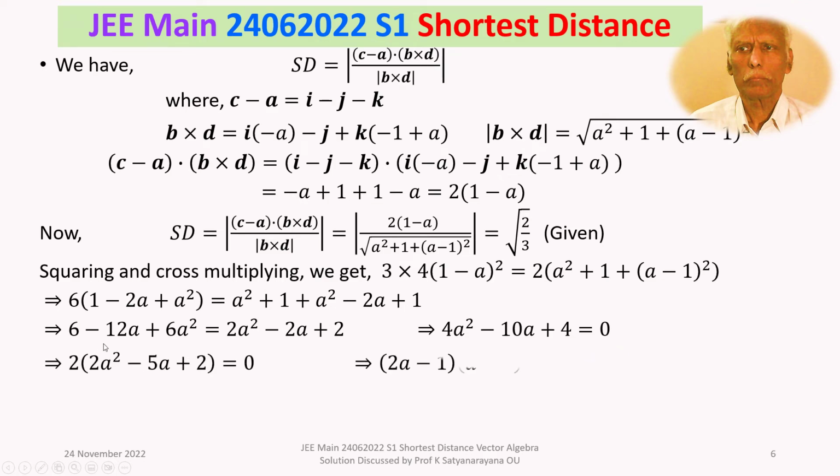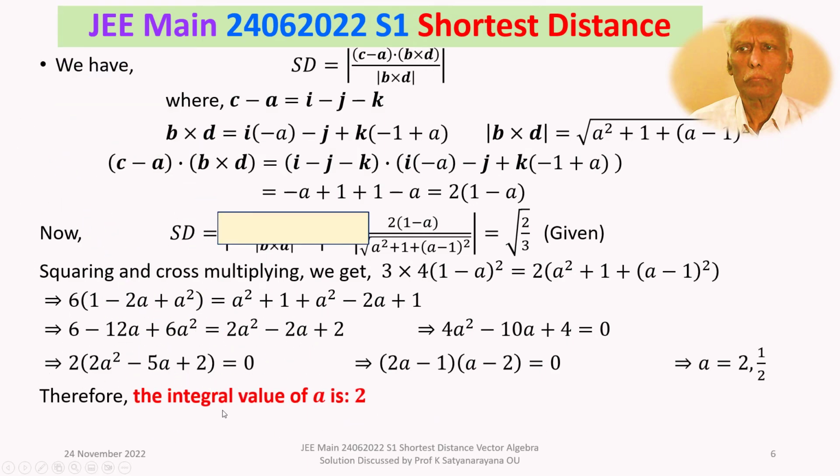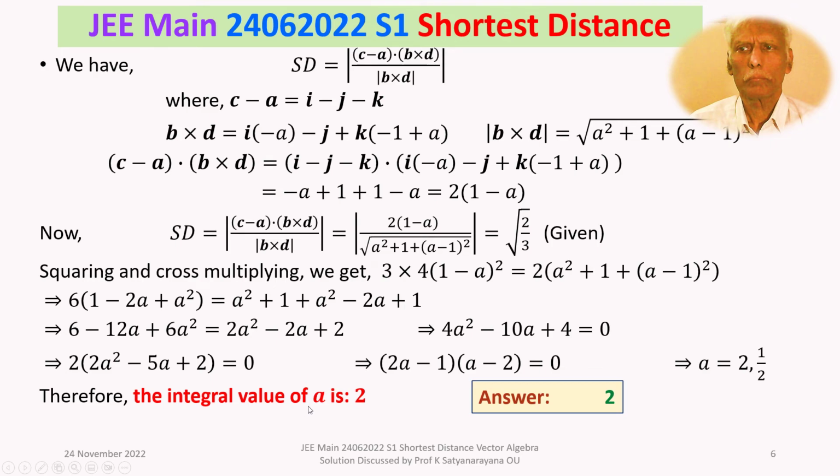2 is common: 2(2a² - 5a + 2) = 0. Factorization, it's very simple: (2a - 1)(a - 2) = 0. This implies a = 2 and a = 1/2. What are we looking for? We are looking for the integer value of a. The integer value of a is 2. Our answer for this question is 2.